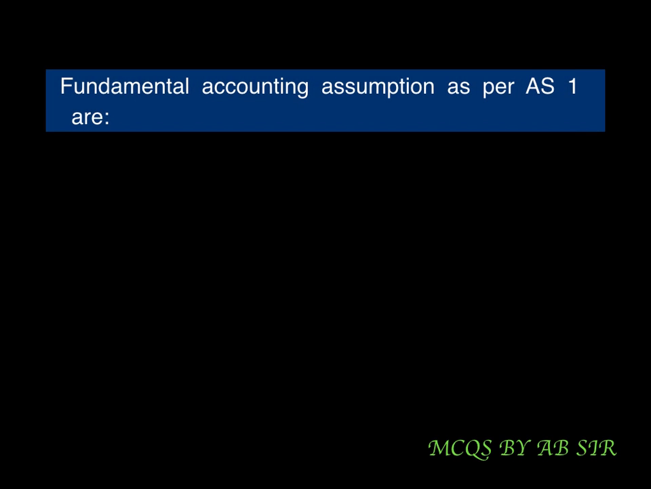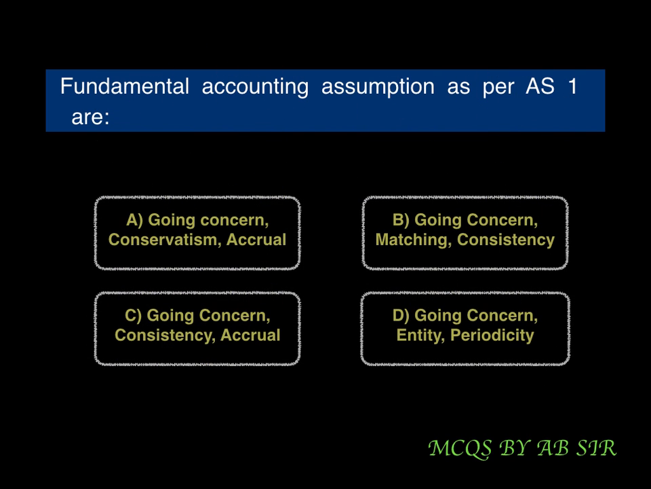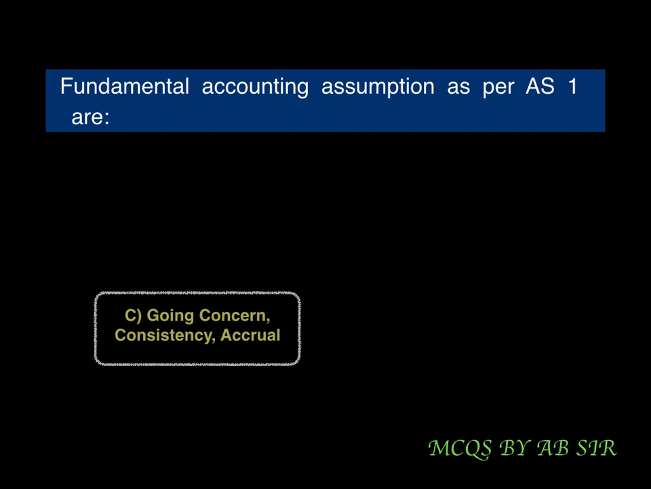The first MCQ on your computer screen is as follows: fundamental accounting assumptions as per Accounting Standard 1 are your options. Is it option A, going concern, conservatism and accrual, or option B, going concern, matching and consistency, or option C, going concern, consistency and accrual, or option D, going concern, entity and periodicity? Option C is the correct answer. It's going concern, consistency and accrual. Okay, next MCQ.